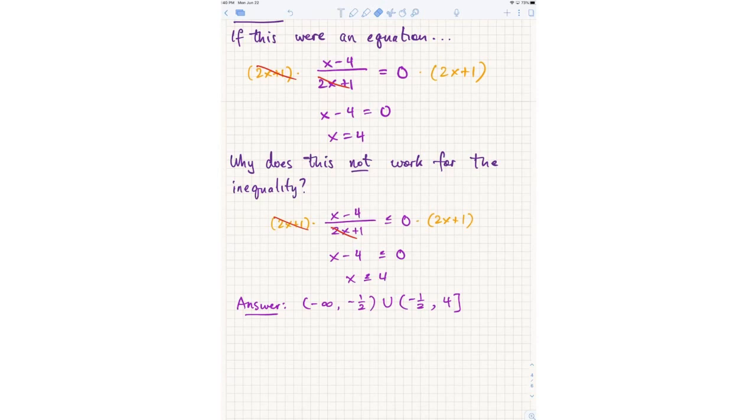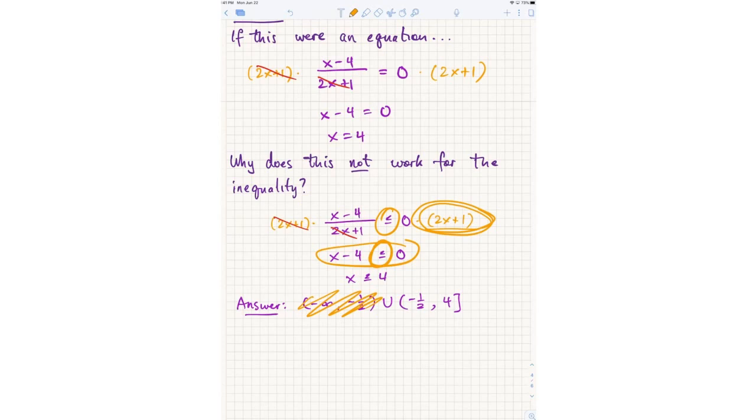So when I multiplied both sides by 2x plus 1, notice that the inequality did not reverse direction. If the inequality did not reverse direction, I was implicitly assuming that 2x plus 1 was already a positive number. Right? So that's why this interval should not be there, because I already put in the assumption that x was bigger than negative 1/2. So this first interval should not be there.